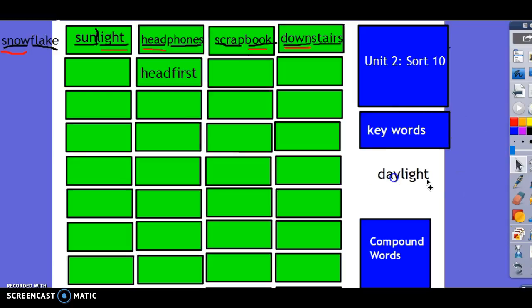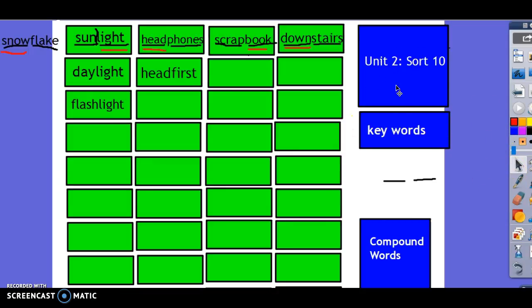The next word, daylight. If I were to separate this compound word, I would have day and then I would have light. So this would go under my light category. The next word, flashlight. If I were to separate this word into two, I would have flash and I would have light. When I put them together, I have a new word, flashlight. So again, this would go under the light category.